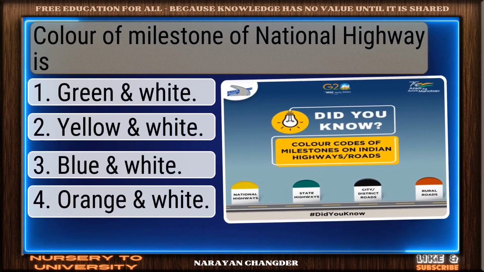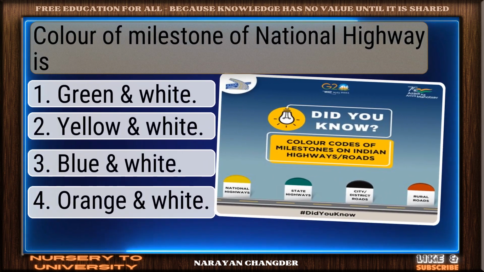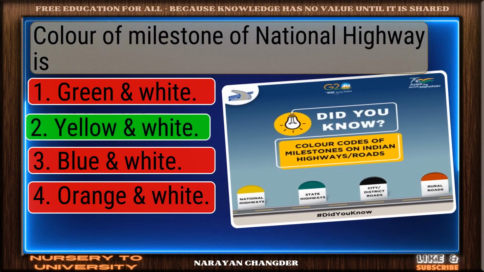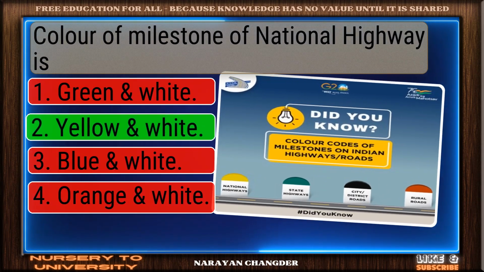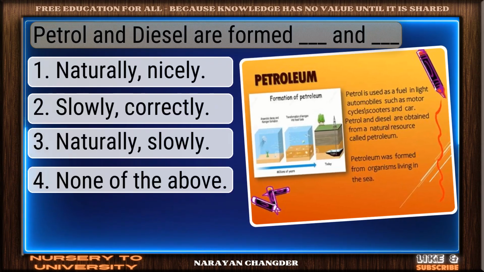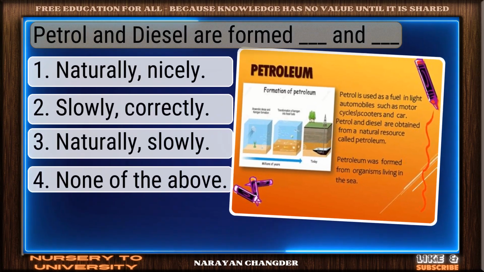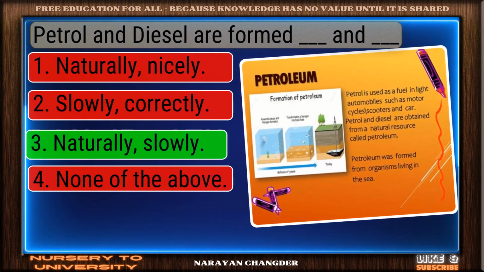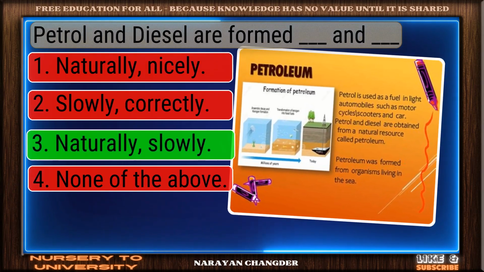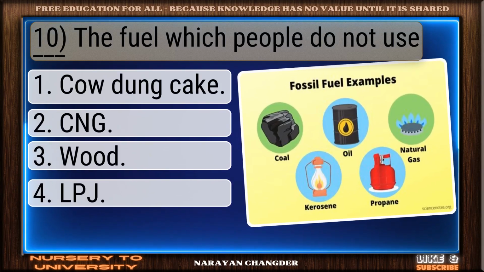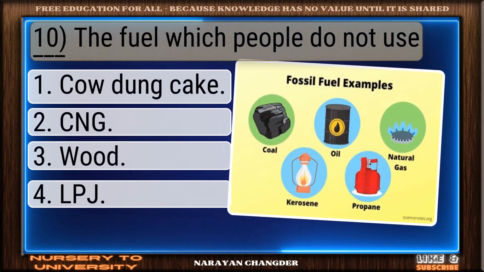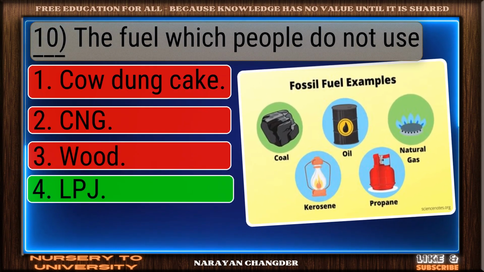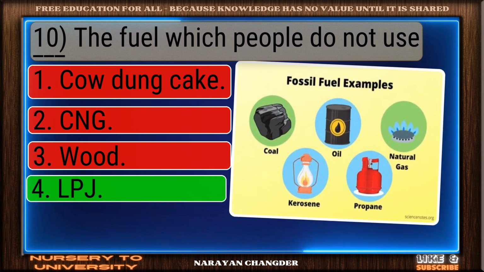Color of milestone of national highway is dash. Good job. Your answer, yellow and white, works well here. Petrol and diesel are formed dash and a dash. Nice work. You chose naturally, slowly, and it is correct. The fuel which people do not use, dash. Excellent choice. LPG is the right answer.